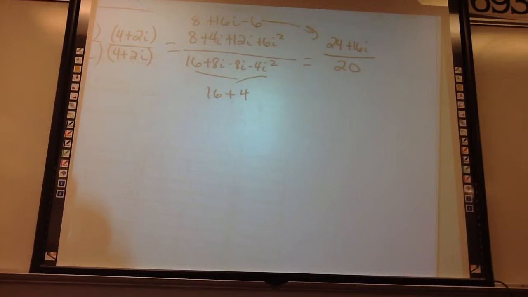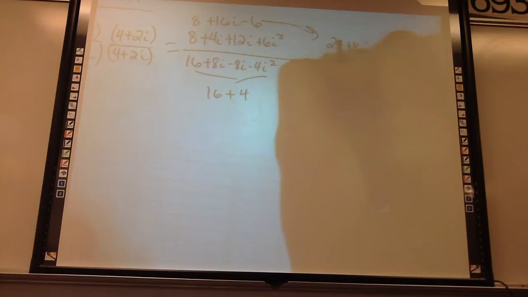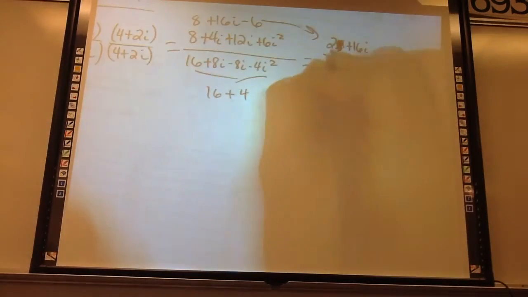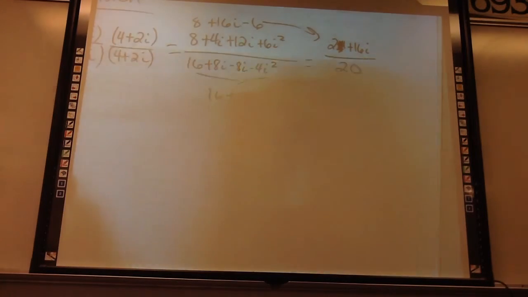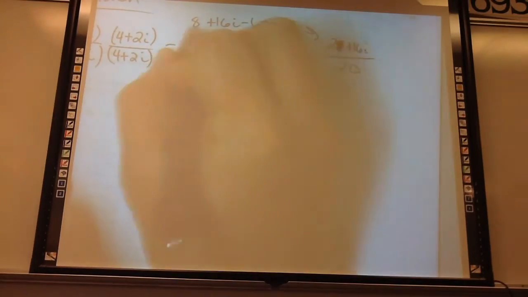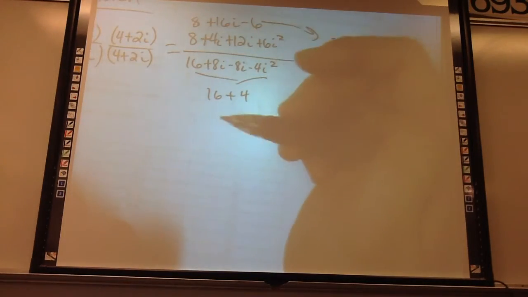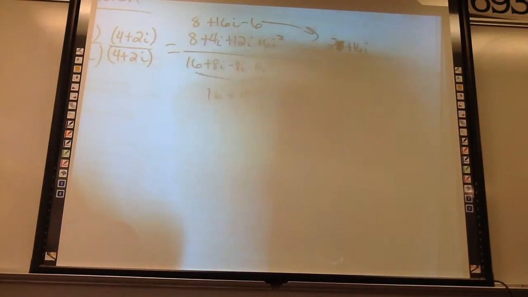I got that way wrong, actually. 2 plus 16i over 20 is correct. Yeah, 8 minus 6 is 2, and then the 16i. I was excited about pancakes, I think. Where'd you get the 24? 8 plus 16. Yeah, it's 8 minus 6 is 2, and then the 16i.